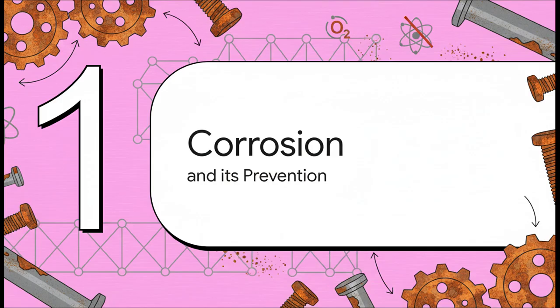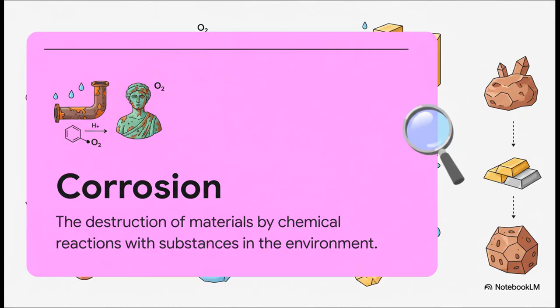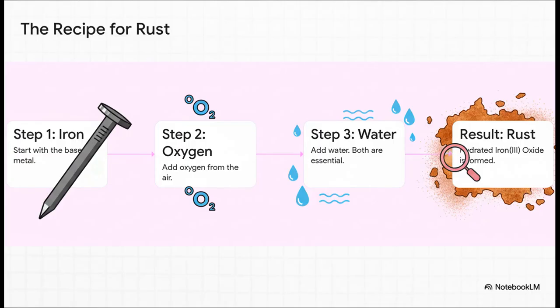We're talking about corrosion, and of course the most famous example of them all, rusting. So what exactly is corrosion? Well, simply put, it's when a material gets destroyed because of chemical reactions with its surroundings. It's less of a flaw and more like nature just trying to turn those refined metals back into their more stable, original forms.